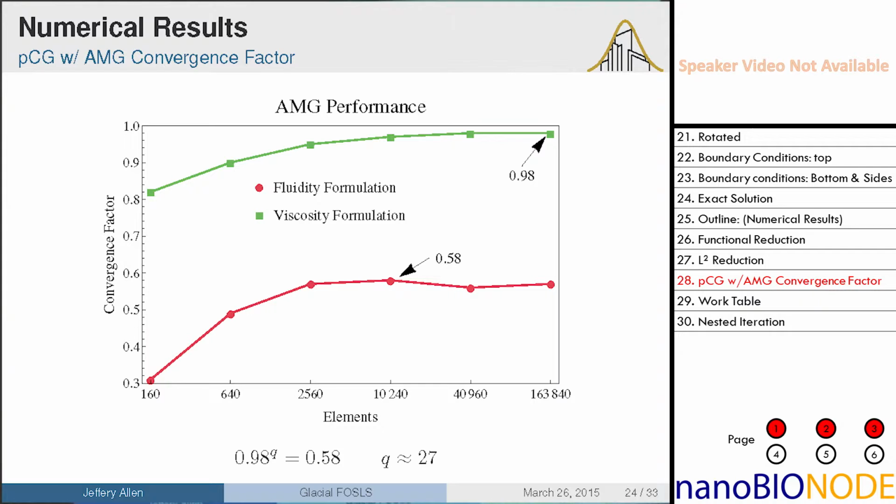Last thing to look at is AMG performance. This is a graph of the convergence factor for the preconditioned AMG system. What we see is that the fluidity form has a maximum of 0.58, and the viscosity form has a maximum of 0.98, where these numbers basically say how much the FOSLS functional is reduced with each iteration. That means that in order to get the same level of reduction as the fluidity form, the viscosity form has to perform about 27 times as many iterations. So fluidity form is winning again.